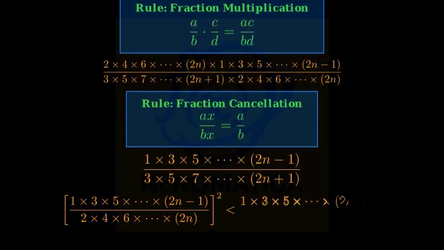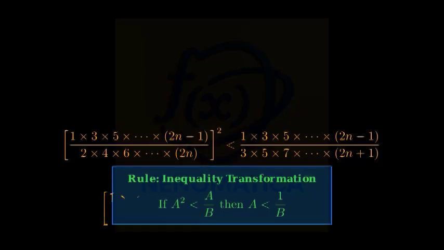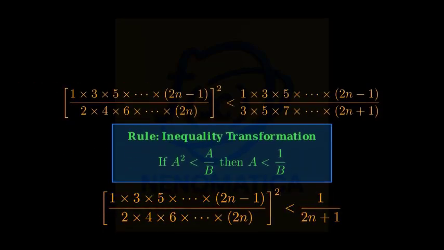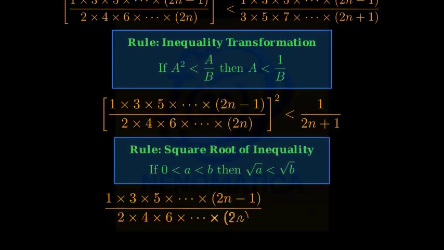On the left side, we have the square of our fraction, and on the right side, we have the simplified product. Based on the inequality properties, we can further simplify our expression. According to the image, the next step leads us to this inequality. Now we can apply the square root property of inequalities. Since both sides of the inequality are positive, taking the square root preserves the inequality direction.